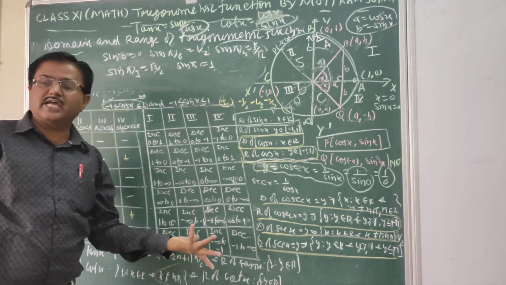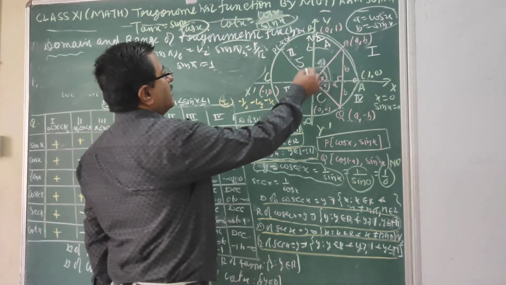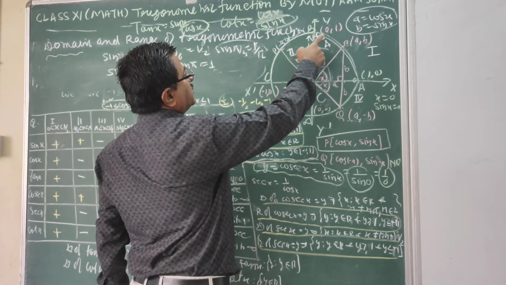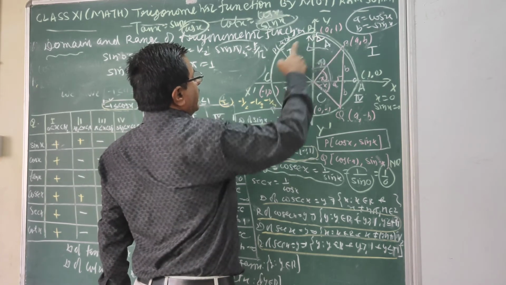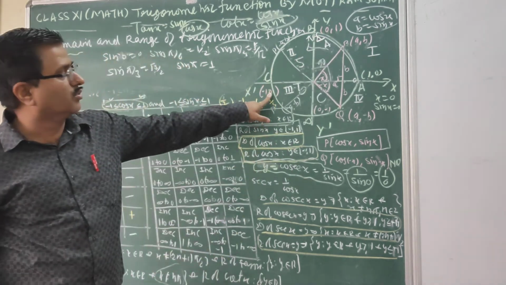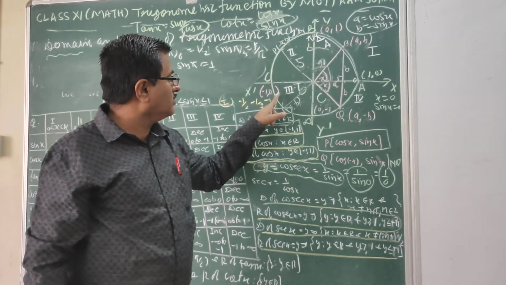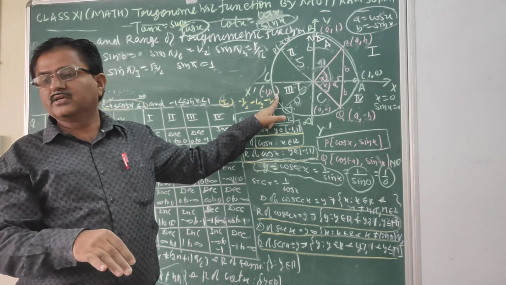Now you move on to the second quadrant, as we are moving from pi by 2 to pi. Here sin x is 1, and here sin x is 0. It means what we are getting? It is 1 to 0. Again, it decreases.